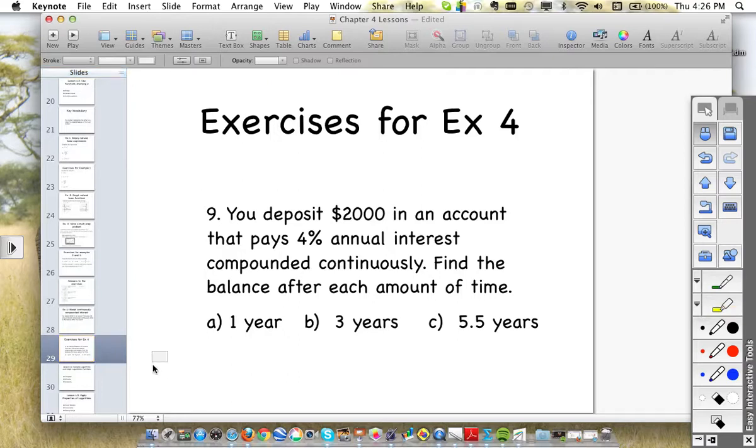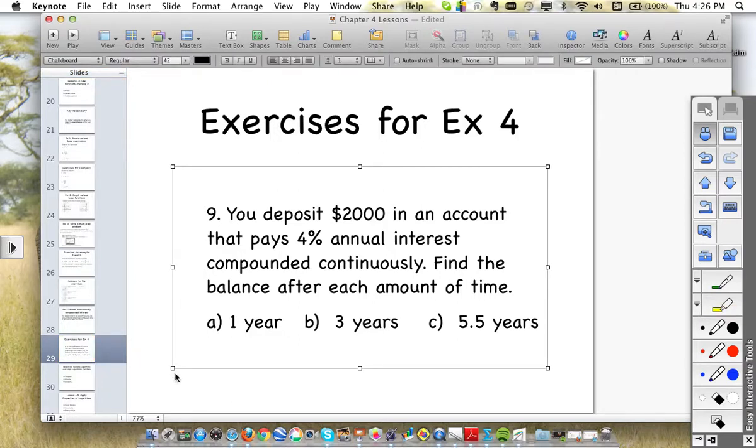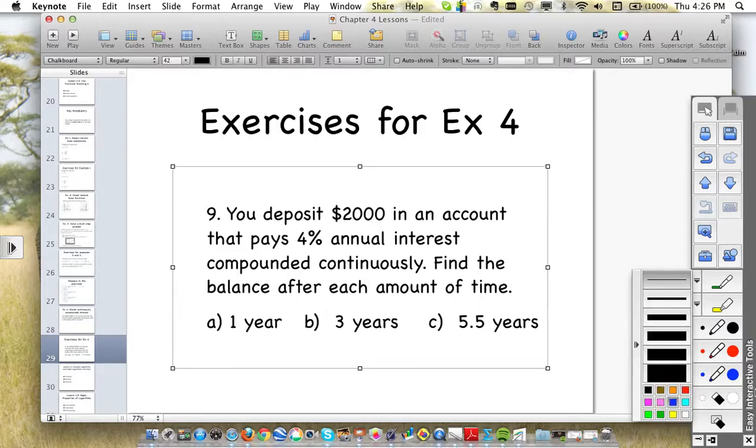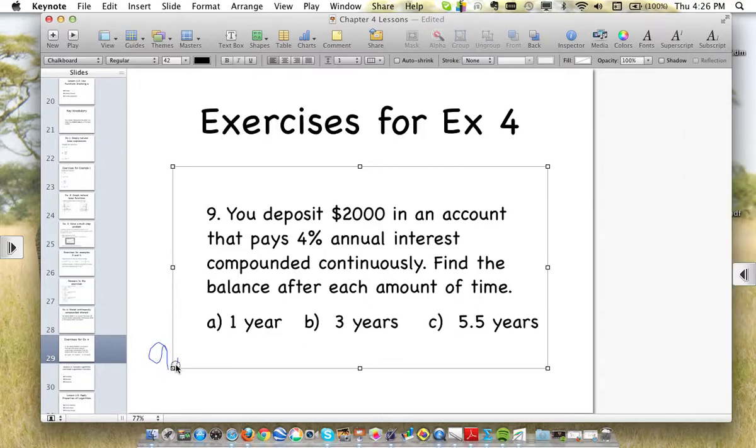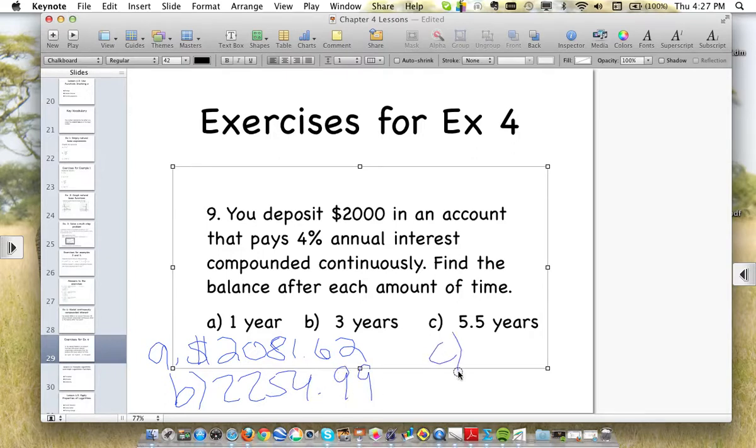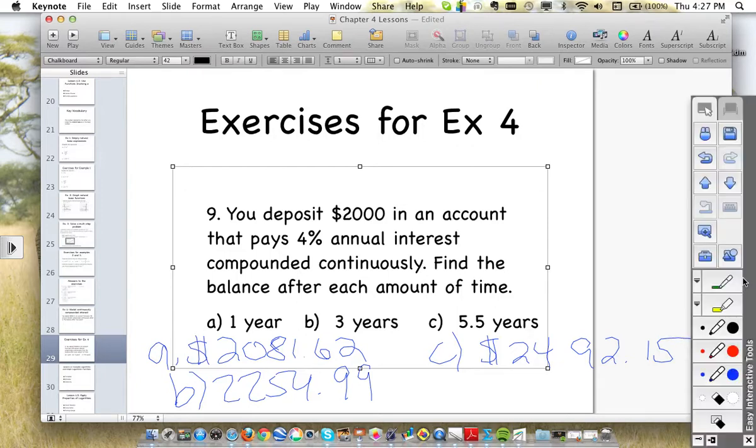Okay, so just quickly write on here what the answers were. So for 1 year, $2,081.62. For 3 years, $2,254.99. And for 5.5 years, $2,492.15. Again, if you have any questions, circle them. We'll talk about them in class.